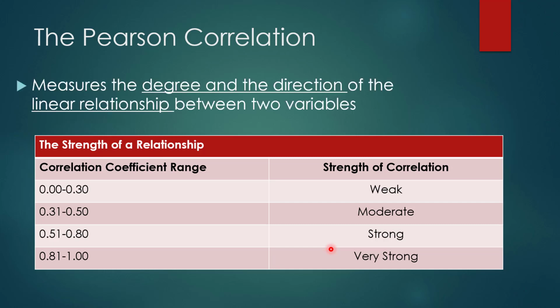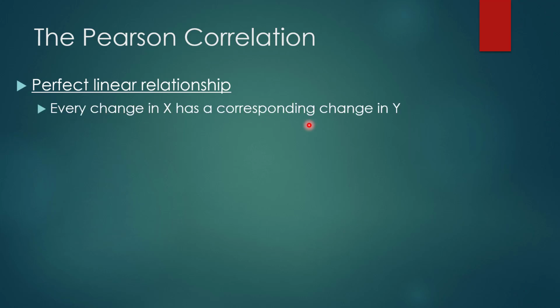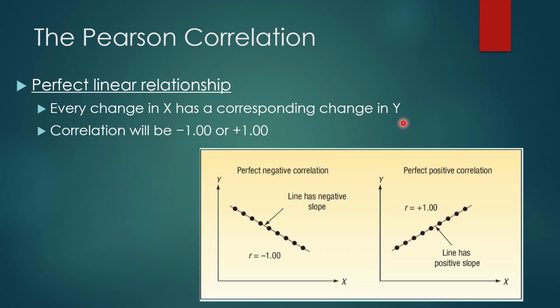Pearson correlation is measuring the degree and the direction of the linear relationship between two variables. The degree is how strong it is, and the direction is whether it's positive or negative. Again, in a perfect linear relationship, every x has a corresponding change in y, so the correlation is going to be a negative 1 or a positive 1. Here's a perfect negative correlation, and this is your correlation coefficient here. And this is a perfect positive correlation, and this would be your correlation coefficient here.